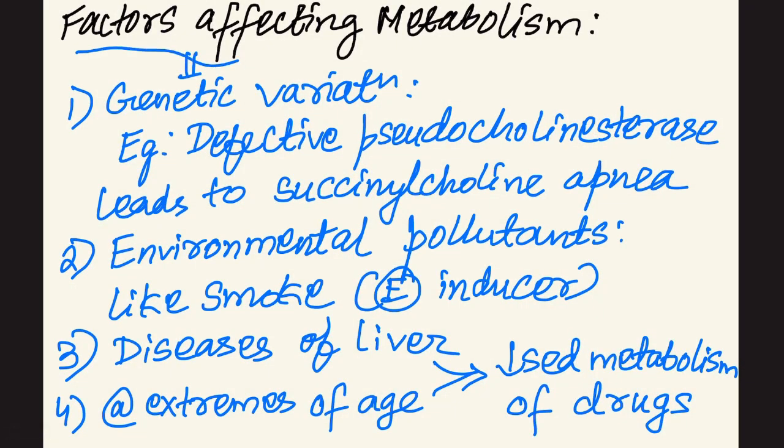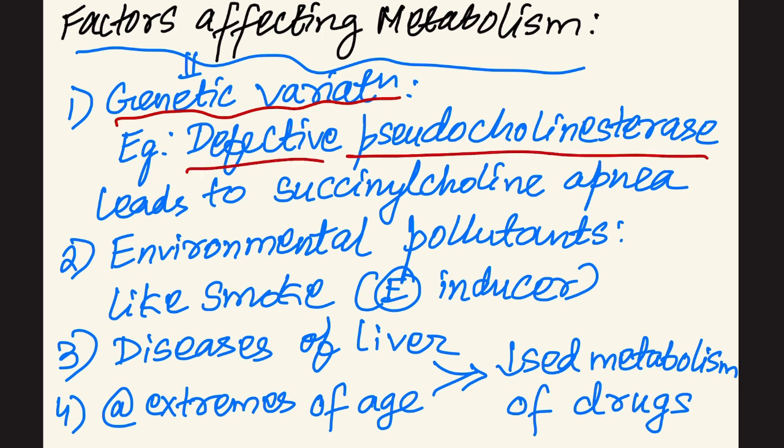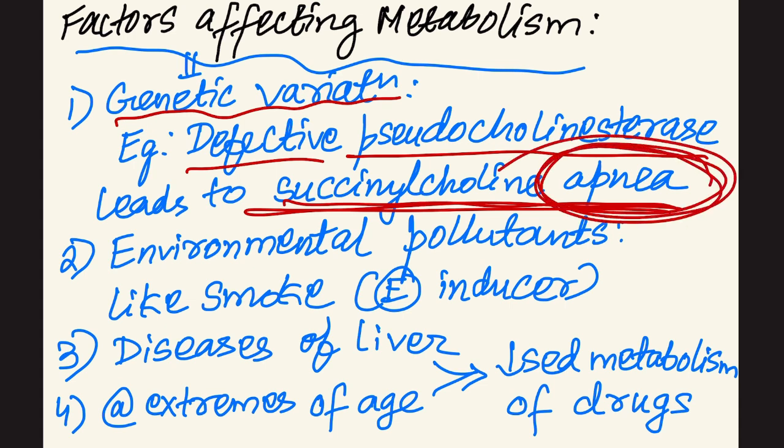Then coming to the different factors which are affecting metabolism, first is genetic variation. As we know, different individuals have different genetic makeup, and this will lead to formation of differently active metabolizing enzymes. One example is defective pseudocholinesterase. In individuals who have defective pseudocholinesterase because of genetic mutation, it will lead to succinylcholine apnea. Succinylcholine is a muscle relaxant, so it will cause paralysis of the muscles of respiration. If we have defective pseudocholinesterase in that individual, then succinylcholine will not be metabolized easily and it will be present for a longer duration. So this will lead to respiratory paralysis, leading to apnea, that is, absence of breathing.